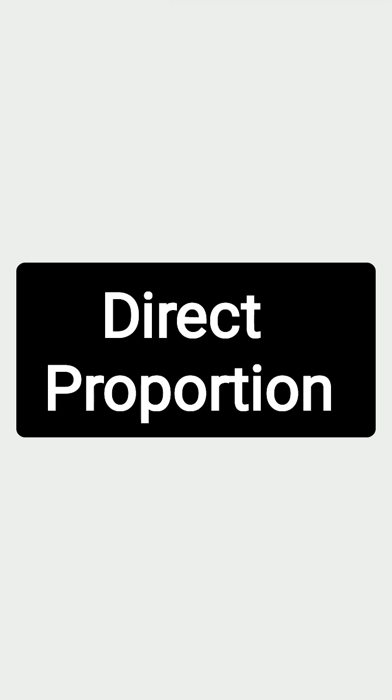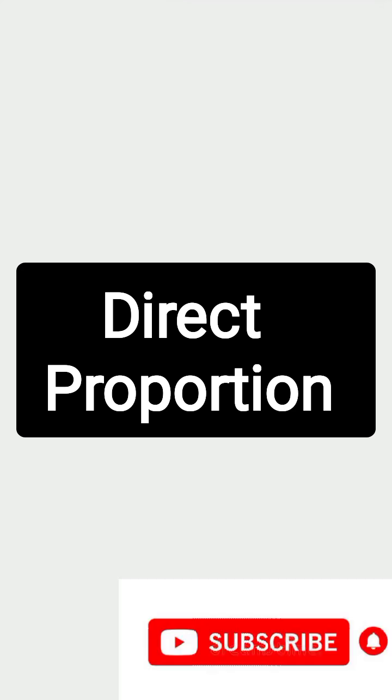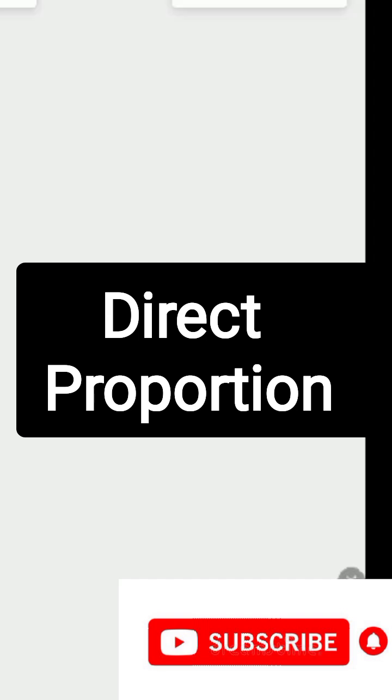Okay, in today's class, we're looking at types of proportion. We have direct and inverse proportion. In direct proportion, two quantities are directly proportional if an increase in one causes an increase in the other. So when you have two quantities, as one increases, the other one increases also. That is direct proportion. You can write it like this: y is directly proportional to x.